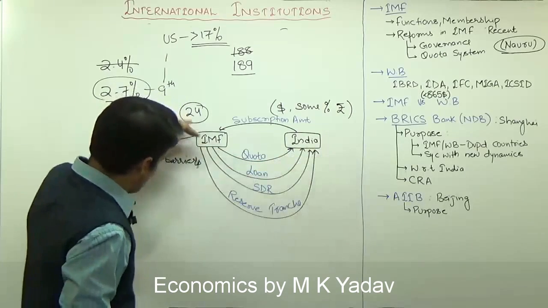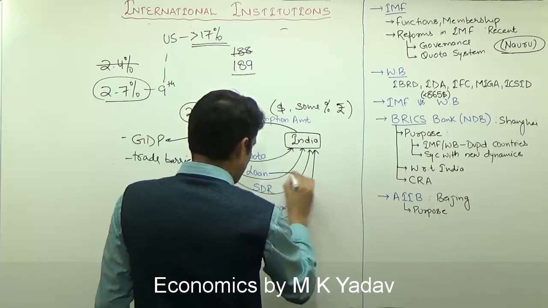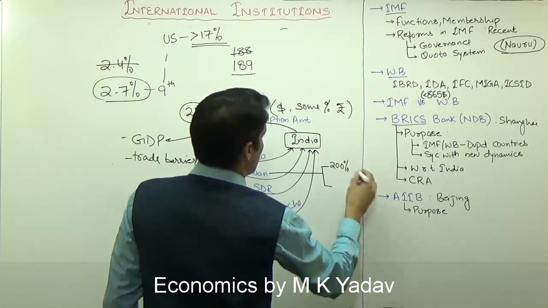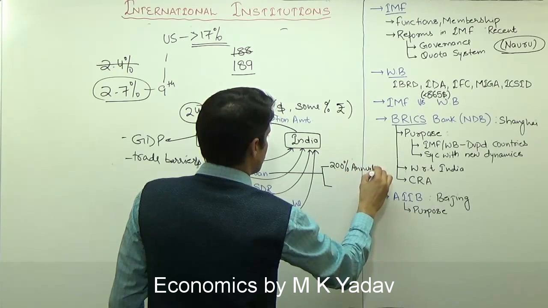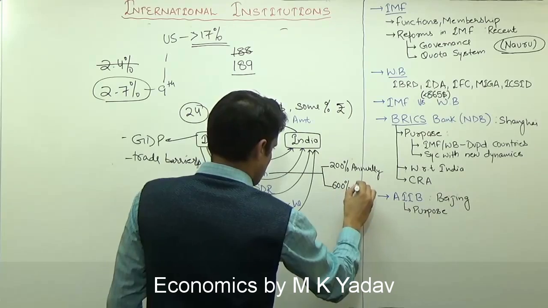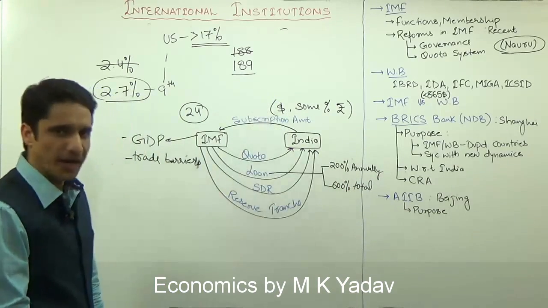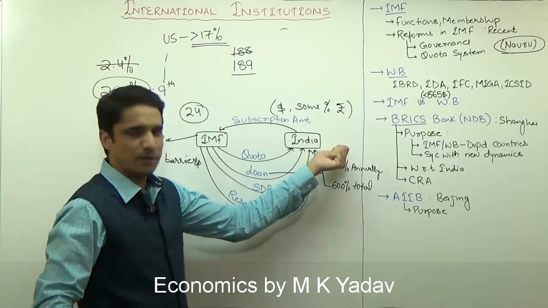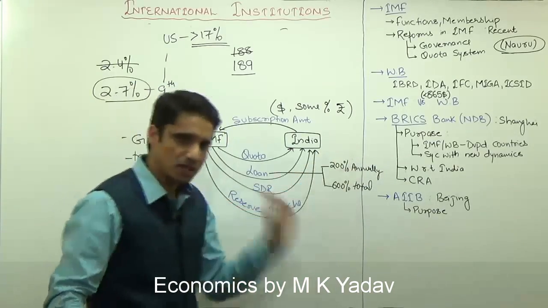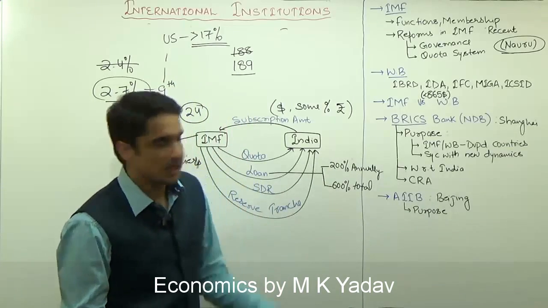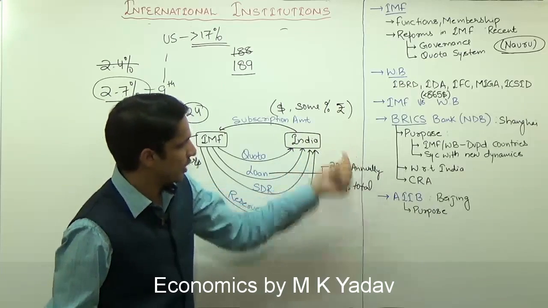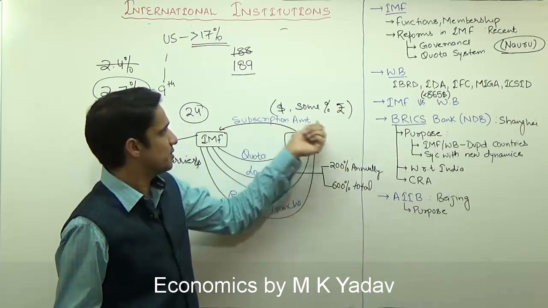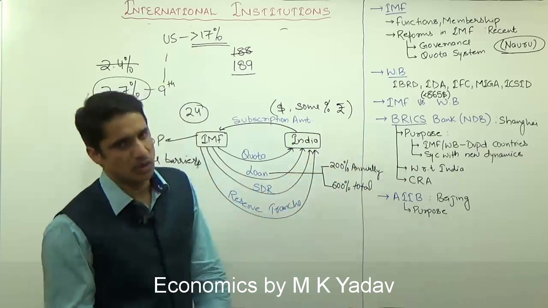Then you will get the quota, and after this quota you will also be eligible for the loan. And what will be the value of this loan? The loan amount is 200% of the subscription amount annually, and 600% in total. Suppose your subscription amount is 100 rupees. So at max in 1 year you can take a loan of 200 rupees. Suppose in 2016 you took a loan of 200, in 2017 also you can take a loan of 200, and in 2018 also you can take a loan of 200. But in 2019, unless and until you repay out of the 600, you cannot take any more loan. So 200% of the subscription amount is annual, and 600% is the total loan.